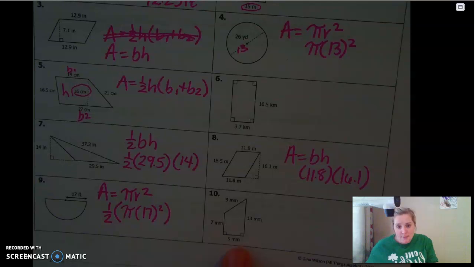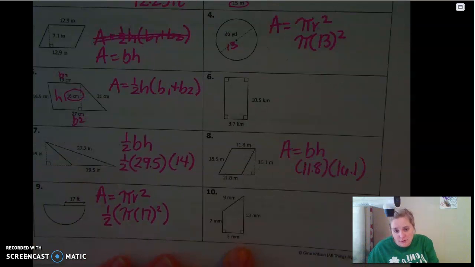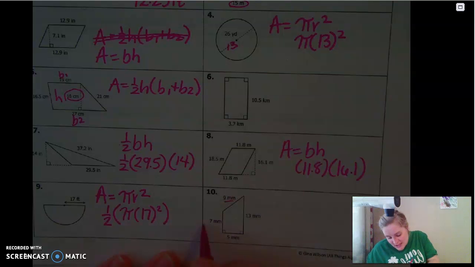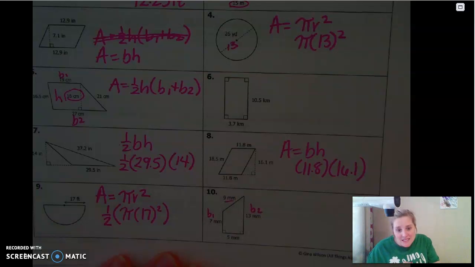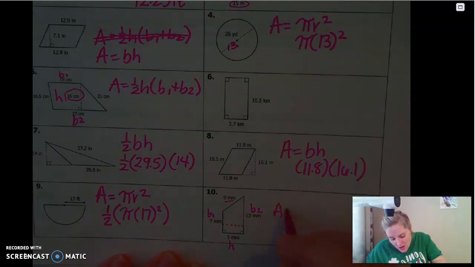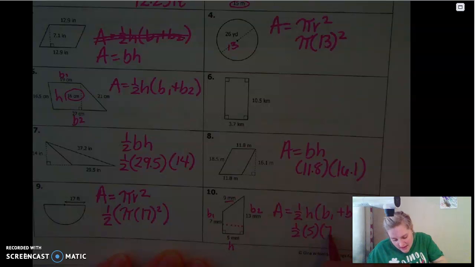This is a trapezoid. You know, because you have two different bases. Remember that your bases cannot be the slant. So these are not my bases. This is going to be base 1 and this is going to be base 2. The height separates your bases. So the height would be what separates these bases, which is 5. 5 is your height. So then you're just plugging in 1/2 the height, base 1 plus base 2. So half of 5. Base 1 is 7 plus 13.